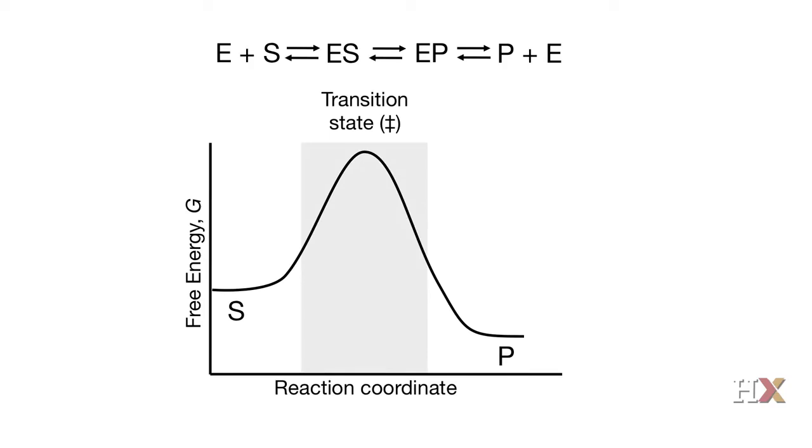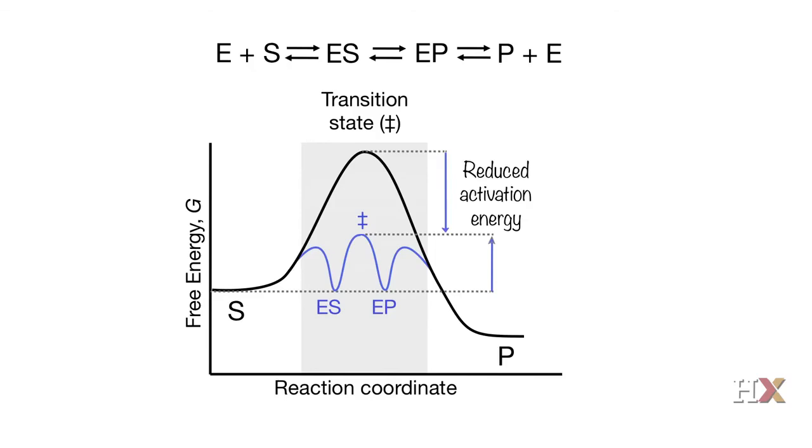All of these complexes, all these intermediates of the reaction, are stabilized by the enzyme, so they have a low free energy. And as a consequence, the activation energy in the presence of enzyme is reduced. And when the activation energy is reduced, then the reaction will proceed faster. So that's how an enzyme can accelerate the reaction. In the next video, we'll see how enzymes can in fact decrease the activation energy.